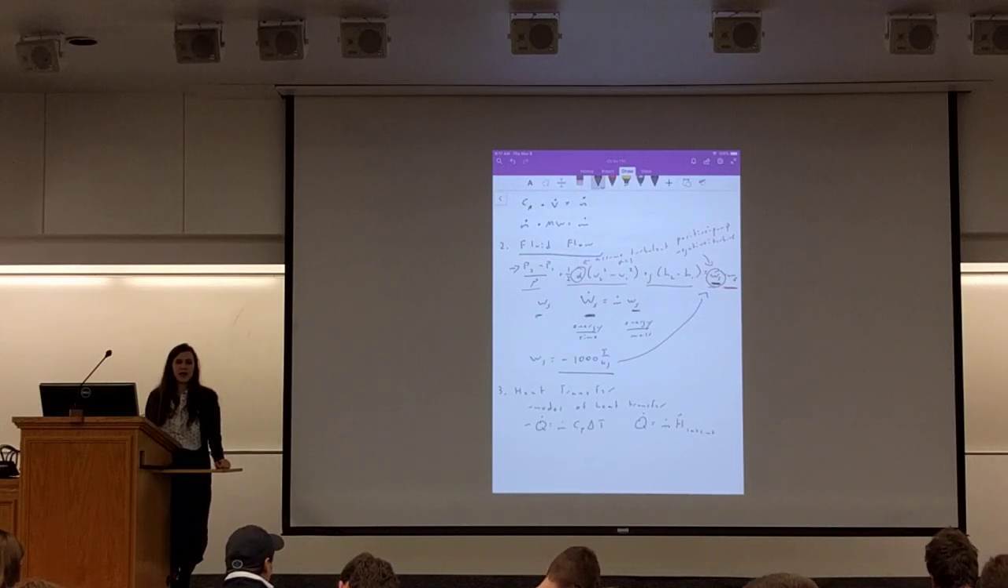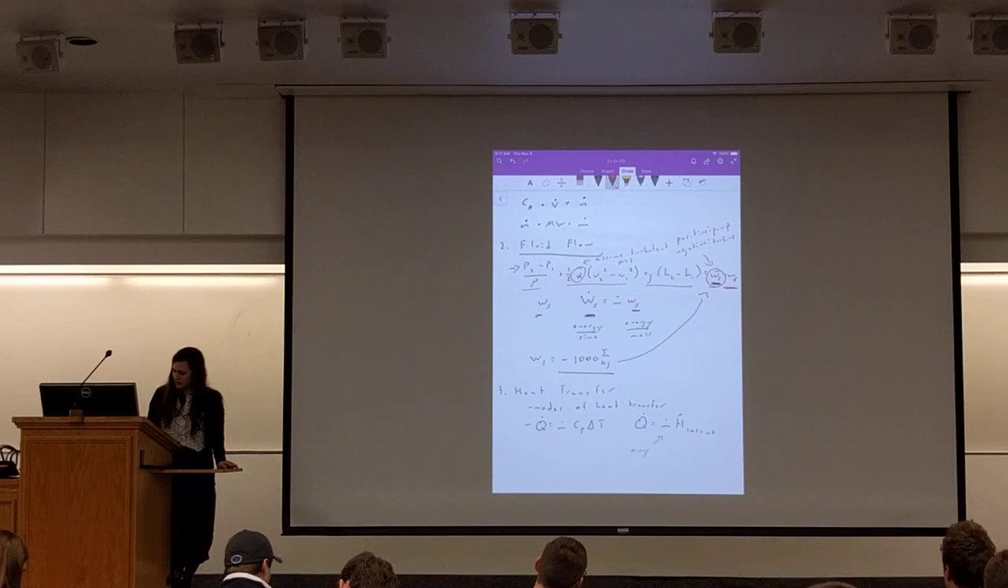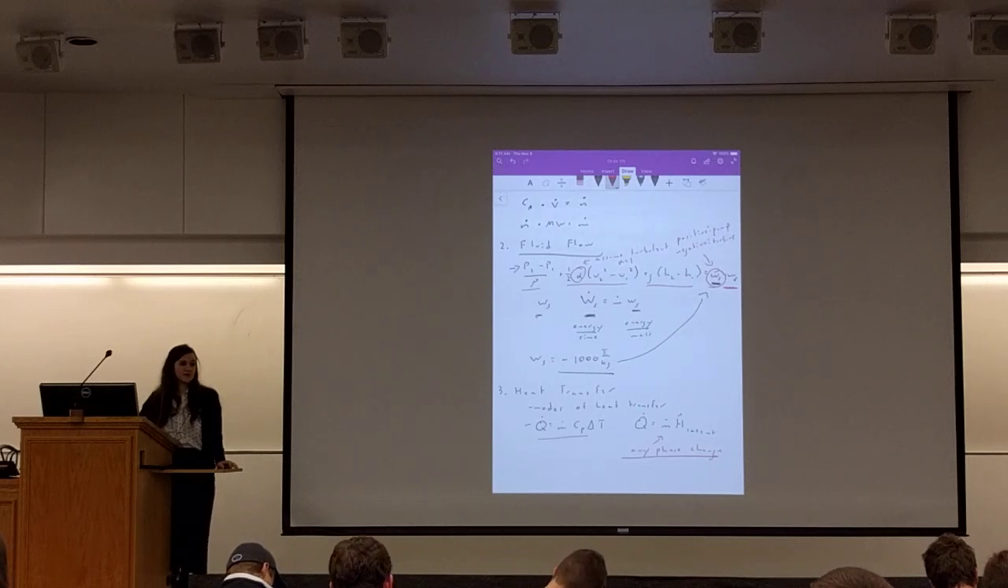If we have a liquid turning into a vapor, which of these do we use? The one on the right. If we have a vapor turning into a liquid, which one do we use? The one on the right. Any phase change. If there's no phase change, then we use this one, and the temperature changes instead.